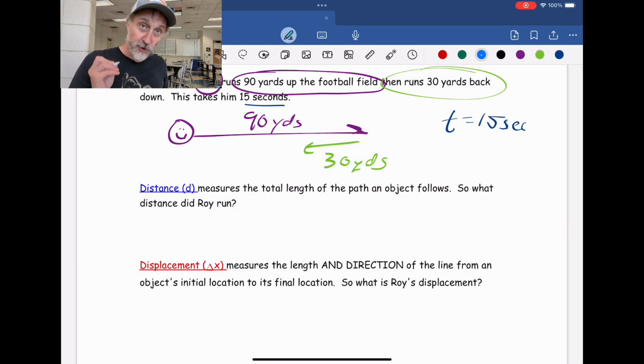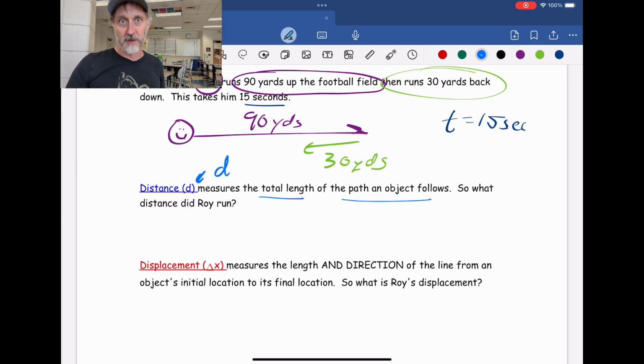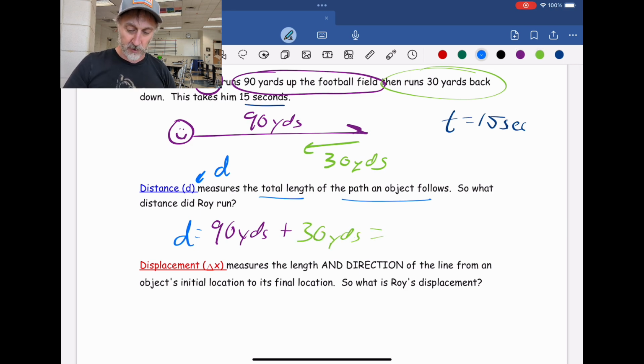The first thing, new definition here, is what's called distance. The symbol for distance is a lowercase letter d, and it measures exactly what you'd think that it does. It measures the total length of the path that our object, Roy, follows. So what distance did he go? He went 90 yards upfield, and then he went 30 yards down the field for a grand total of 120 yards. That's the distance he traveled.